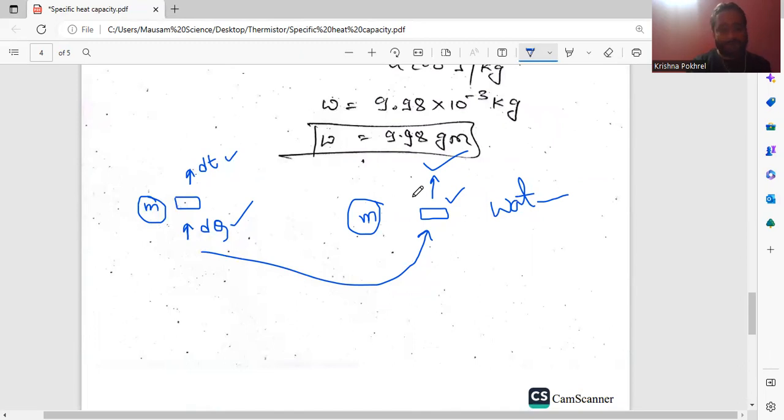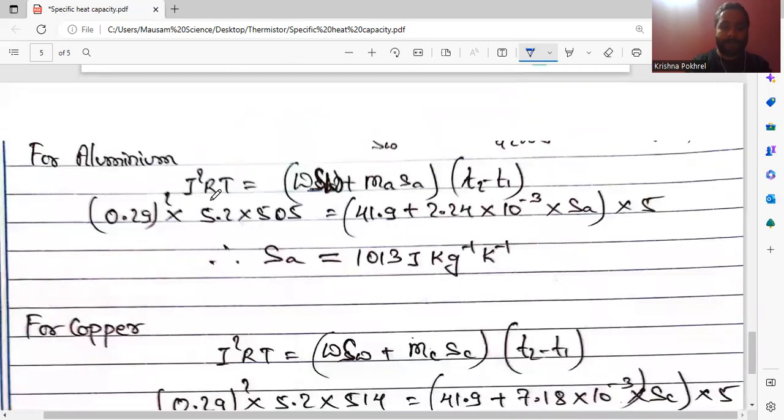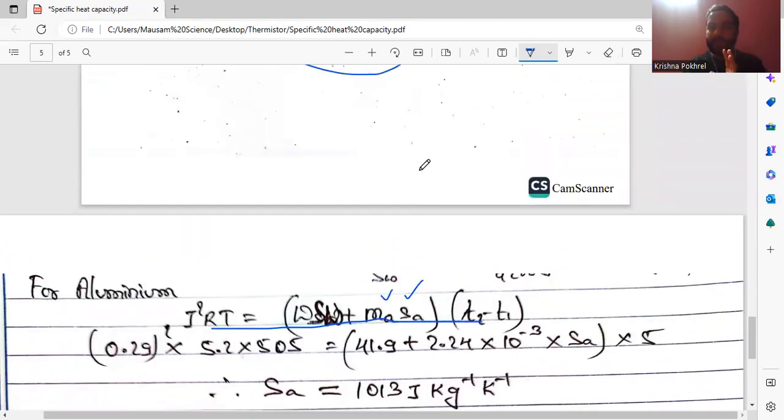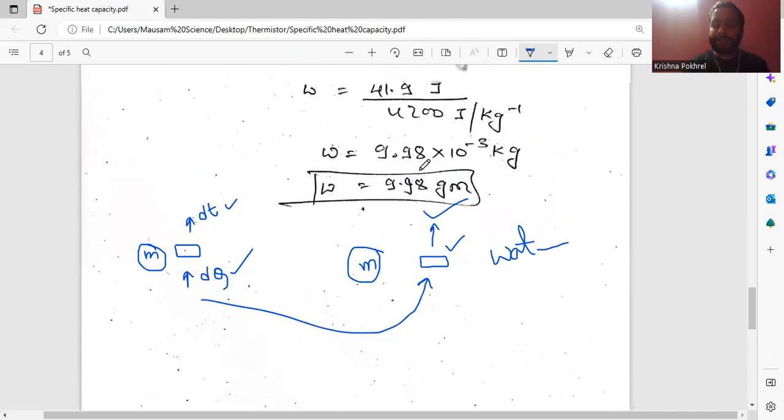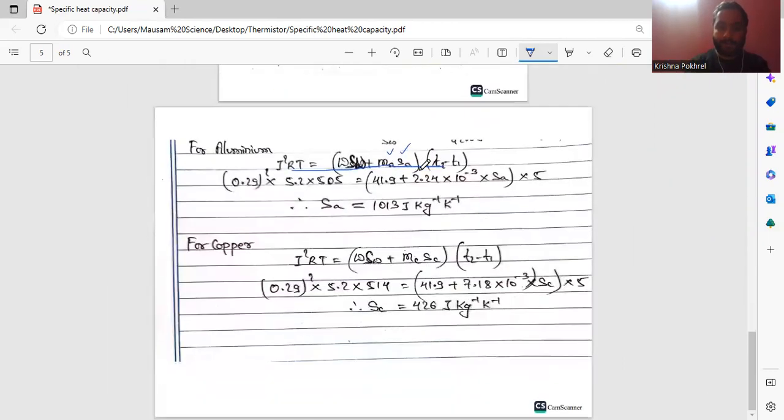Now, water equivalent is done. Now we'll take the same formula for aluminium. Before, I mentioned mass of aluminium; the specific heat capacity we need to determine now. With the help of the specific capacity of silver, we have determined the water equivalent. With the water equivalent, we are going to determine the specific capacity of aluminium and copper. This is our work for today.